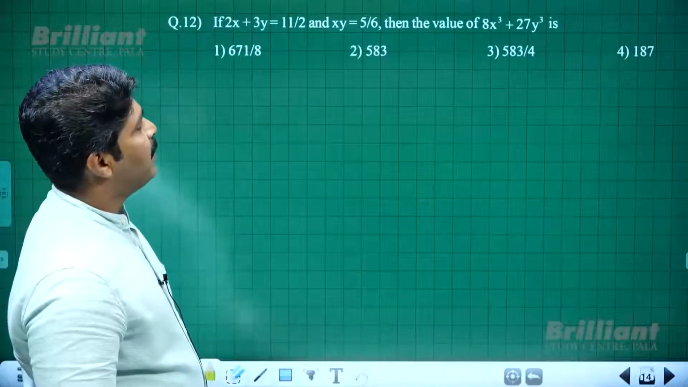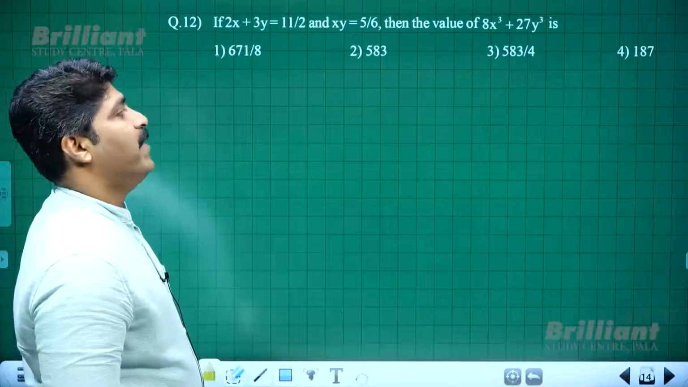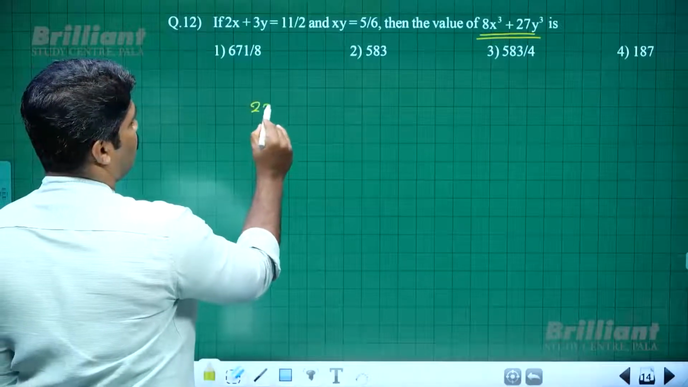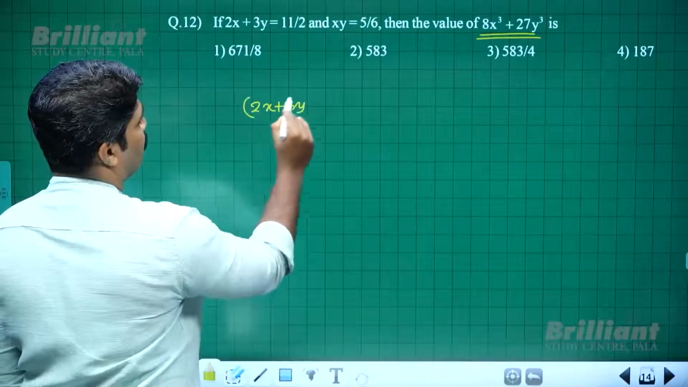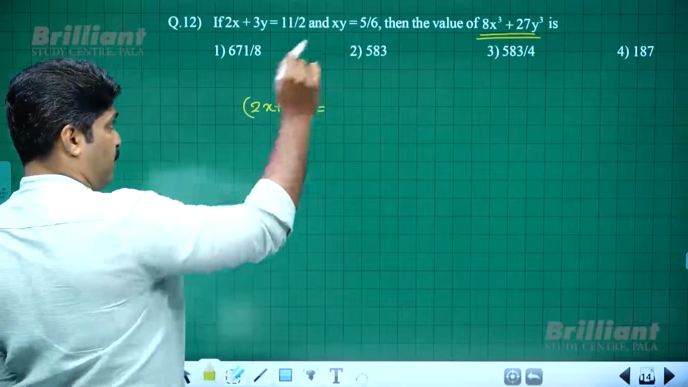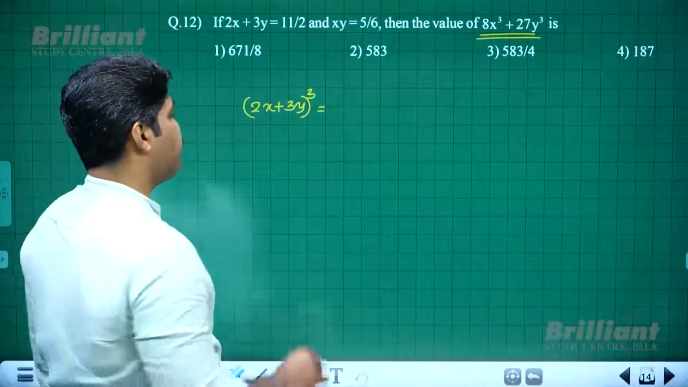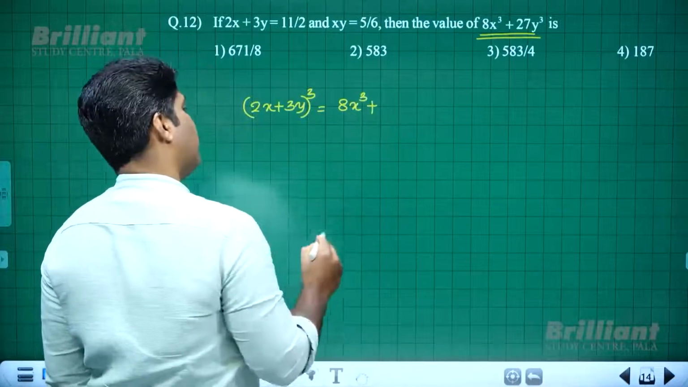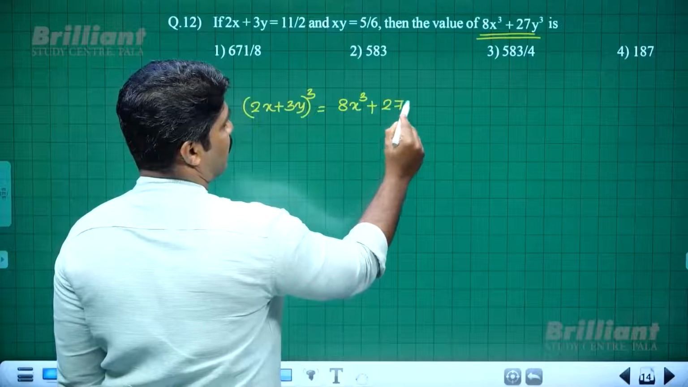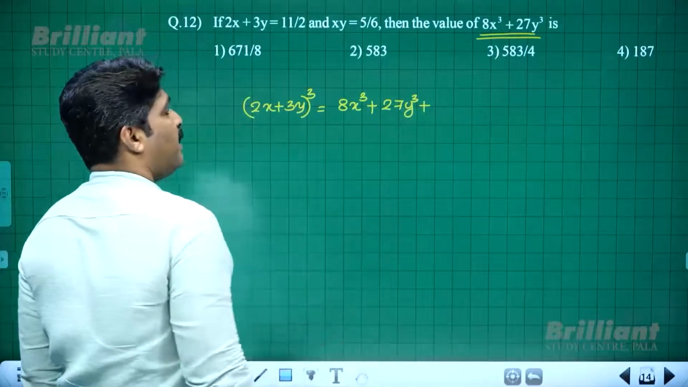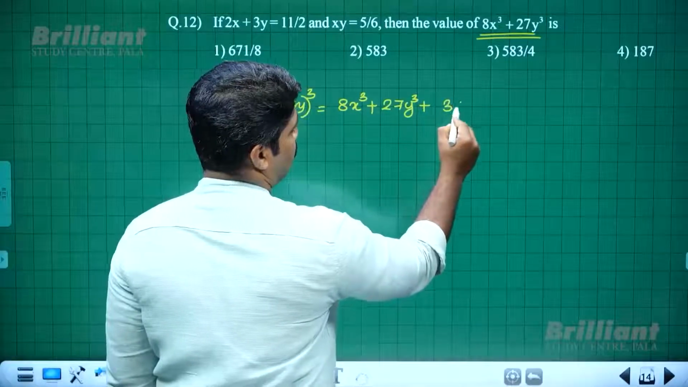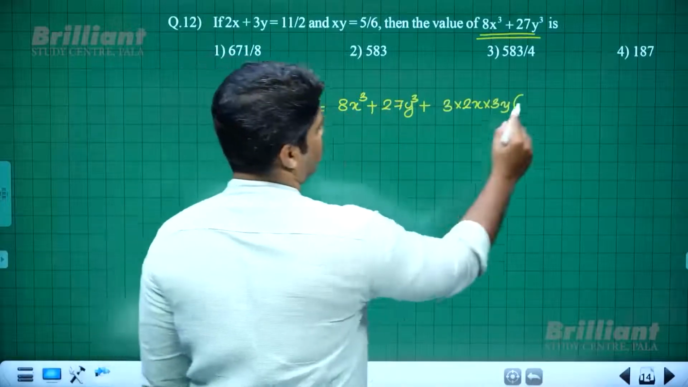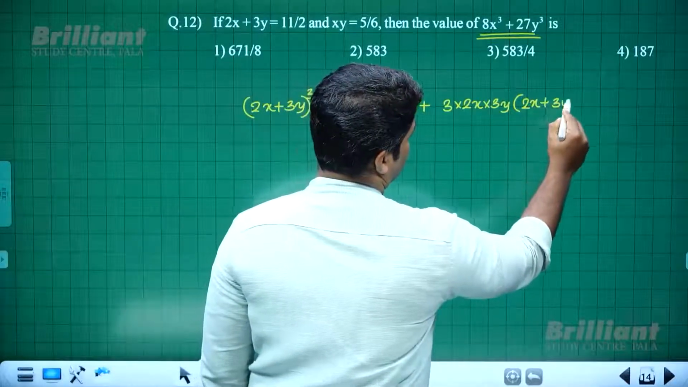2x plus 3y equals 11 by 2, xy equals 5 by 6. Then find the value of 8x cube plus 27y cube. By observing this, we know that if we take the cube of 2x plus 3y, we will get a similar type of expression. What is the expansion here? First of all, a cube, plus b cube, that is 27y cube, then 3ab into a plus b, that is 3 into 2x into 3y, into 2x plus 3y.